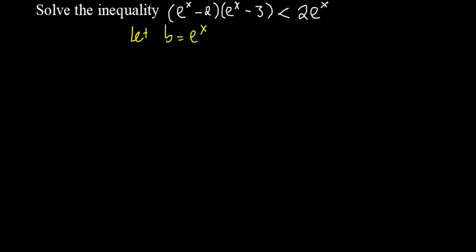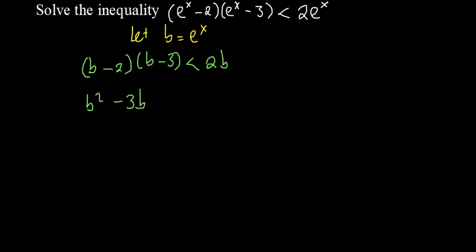And so this is going to become (b − 2)(b − 3) < 2b. So at every point where there is e^x, we put a b there. And then I'm going to distribute: b times b is b squared, b times negative 3 is negative 3b, and negative 2 times b is negative 2b. I'm going to also bring this to the other side, so it becomes negative 2b. And then negative 2 times negative 3 is a positive 6, and that is going to be less than 0 this side because we had taken the 2b to the other side.